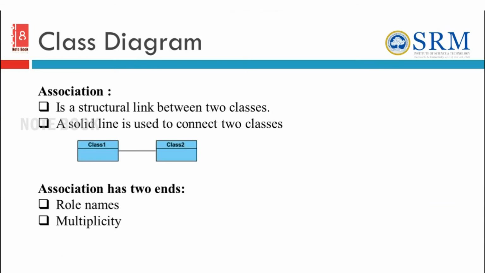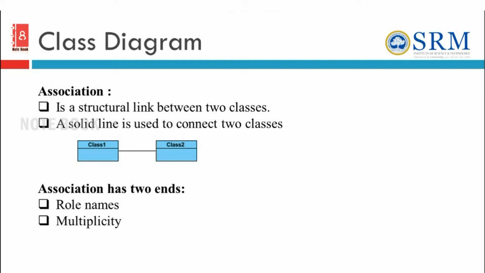Now association. Association we have already discussed in the use case diagram itself. So it is a structural link between two classes. Here it is a class diagram, so it's a structural link between two classes. A solid line connected between the classes represents the association relationship, and it has two ends. The one is role name and the other one is multiplicity.